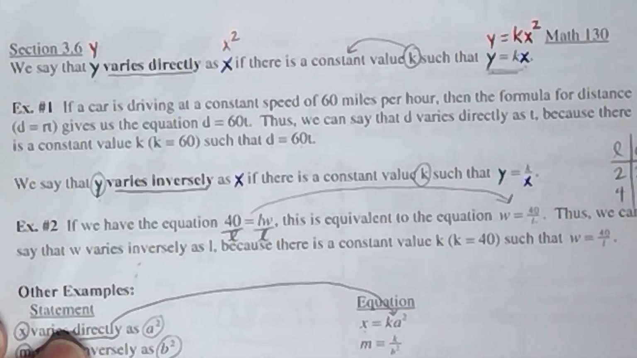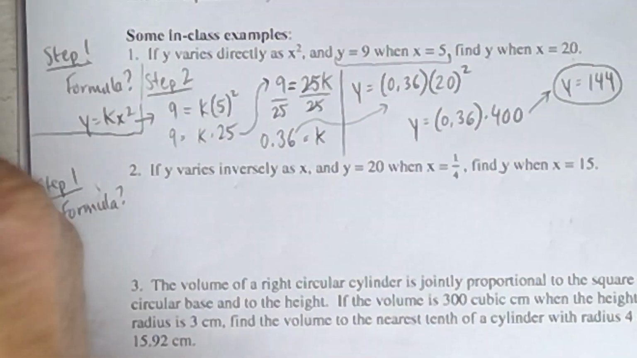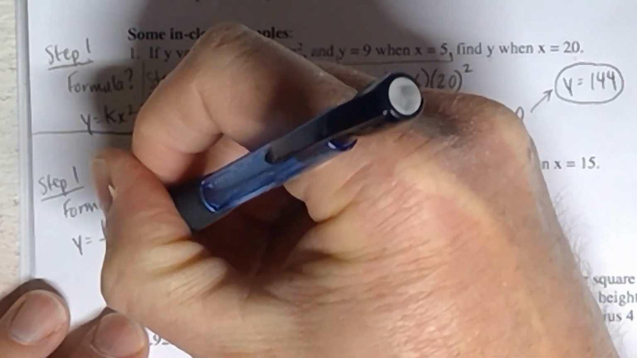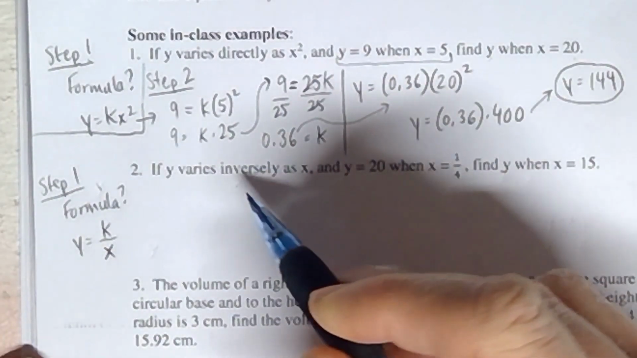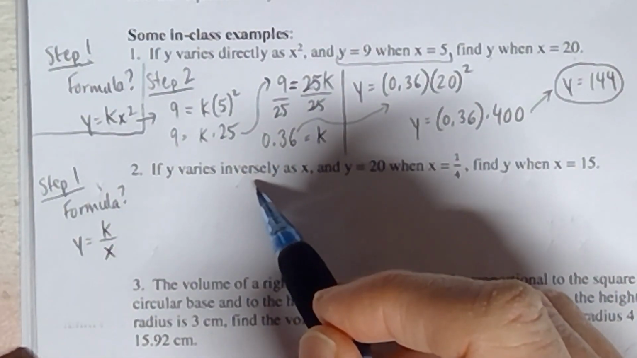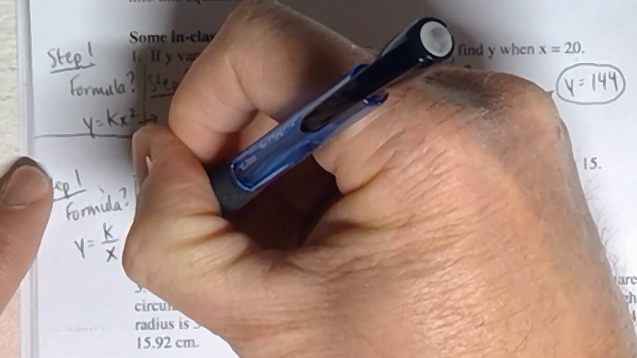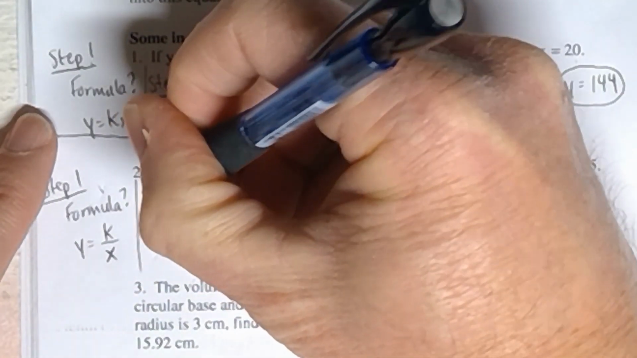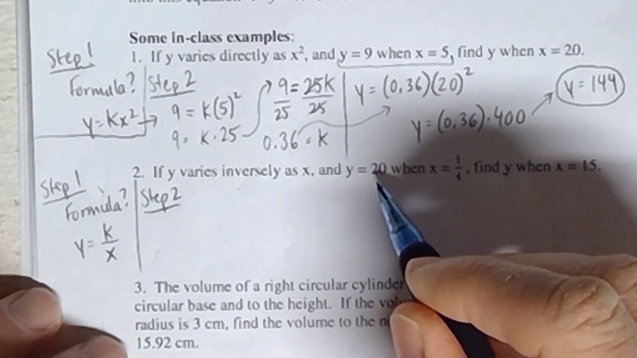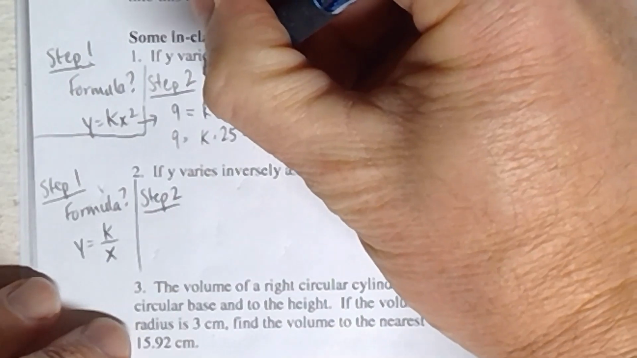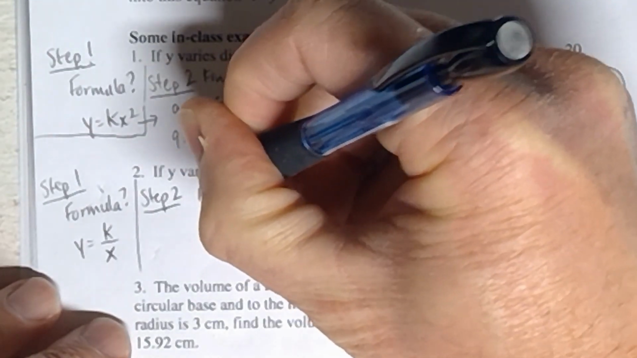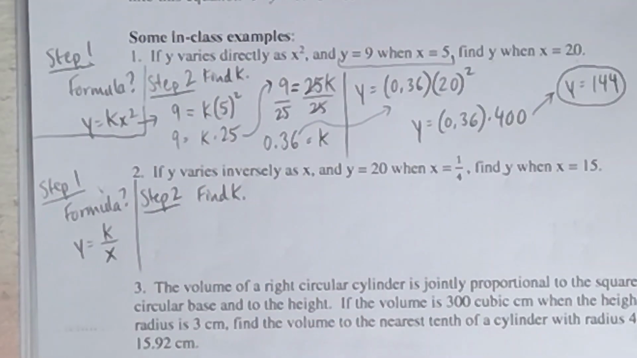So let's try that here. Our formula once again is y equal to k divided by x. Again, if this had been direct variation, if this had said varies directly, then it would be k times x. But because it says inversely, divide. Step 2 is always going to be figuring out what k is. In fact, I'll write that down up here. Find k.